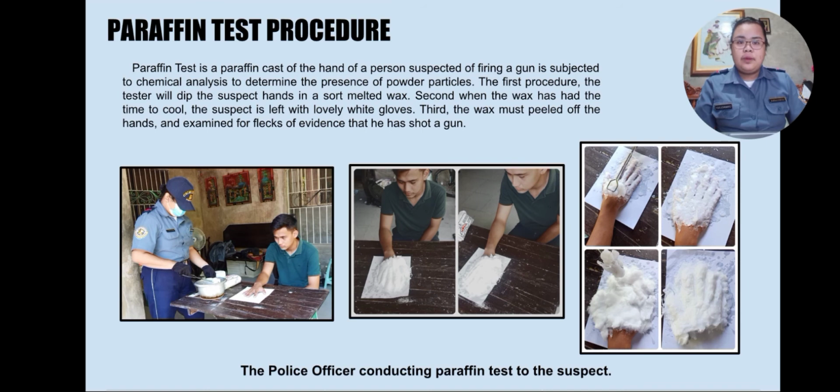Paraffin test is a test where a paraffin cast of the hand of a person suspected of firing a gun is subjected to a chemical analysis to determine the presence of powder particles. So, the first procedure, the tester will dip the suspect's hands in a sort of melted wax. So, using crucible tongs, ginawa namin yun na lagyan or patakan yung kamay ng isang suspect.